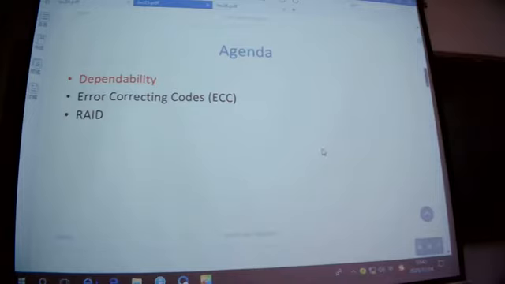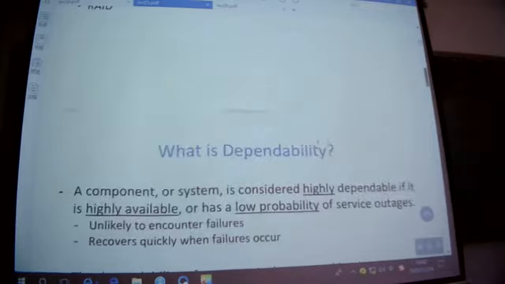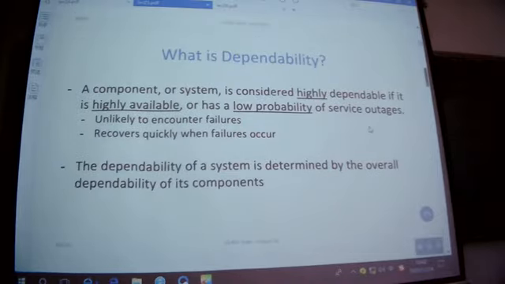Okay, there are three sections in Lecture 25. One is dependability, two is error correcting code. ECC is error correcting code. Three is RAID. Okay, we must know what dependability is.